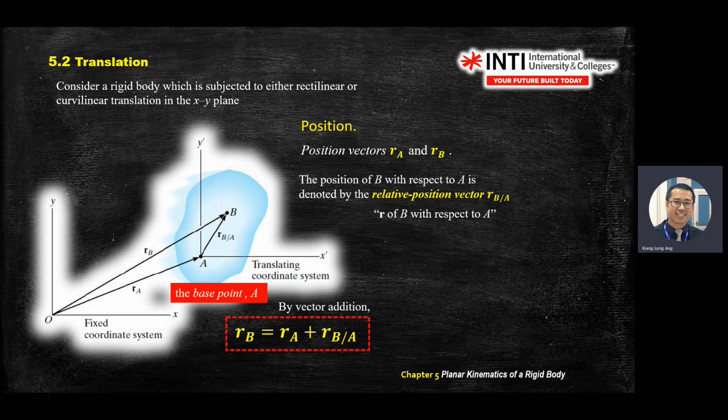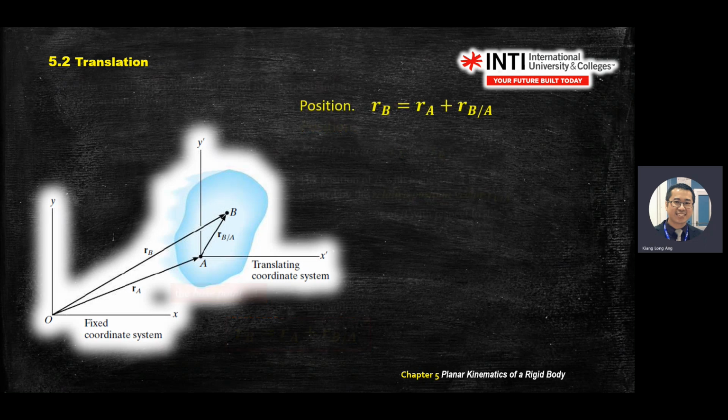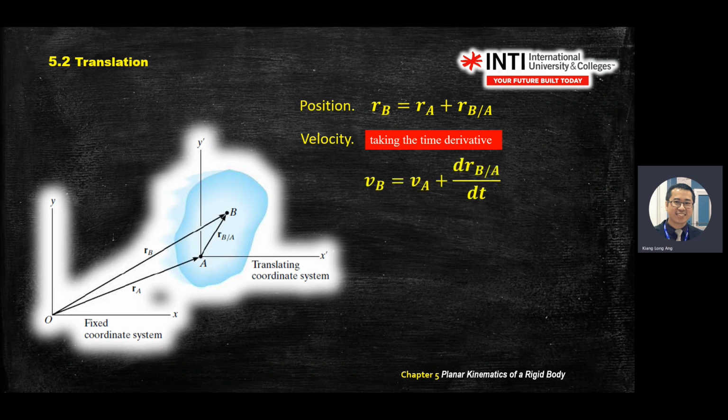So the difference in questions from chapter 5 onwards is that you're focusing on the rigid body, again, rigid body. Velocity is still the same. You derive it from position r. How do you find velocity? You differentiate with time. So this r position will become velocity v. Same, r A becomes v A, and r B stroke A becomes d r B stroke A divided by dt.